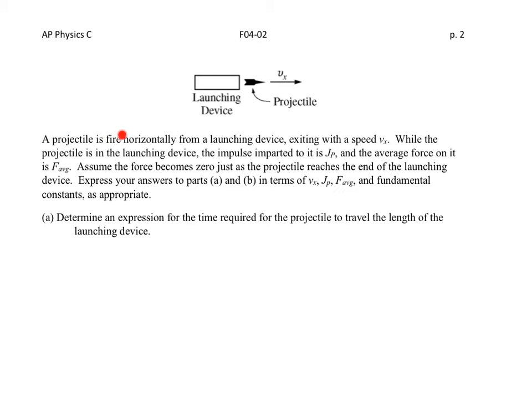A projectile is fired horizontally from a launching device, exiting with speed v sub x. While the projectile is in the launching device, the impulse imparted to it is j sub p, and the average force on it is F sub average. Assume the force becomes zero just as the projectile reaches the end of the launching device.